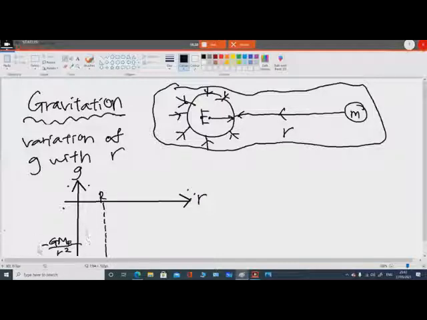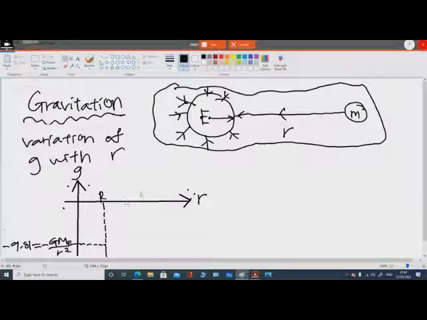Our gravitational field strength inside the Earth is equal to negative 9.81 if the mass is approaching the Earth. As the mass is approaching the surface of the Earth, the gravitational field strength exerted on the mass is always negative 9.81 after the mass enters the Earth.